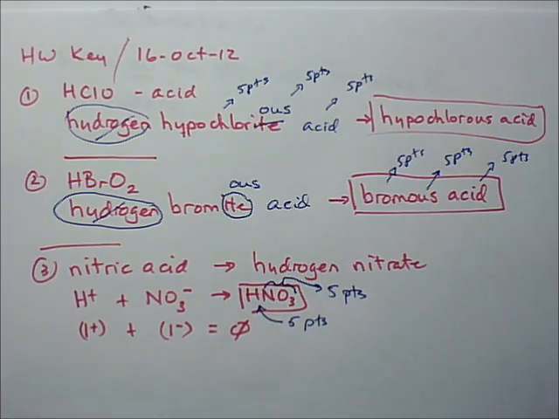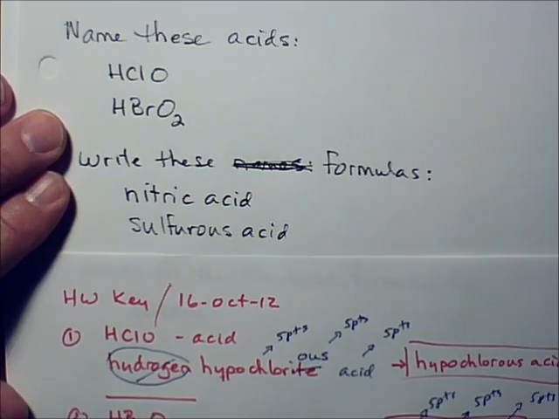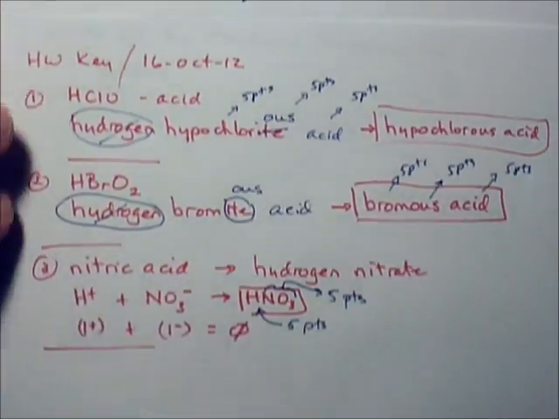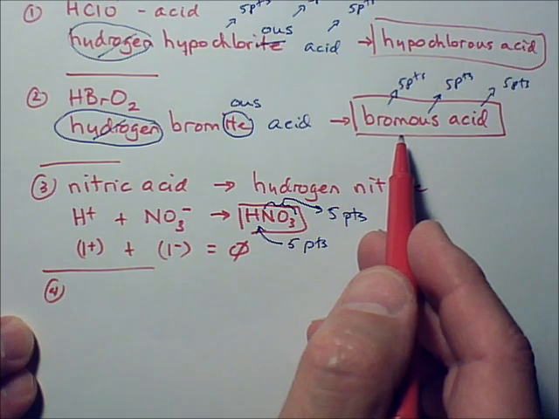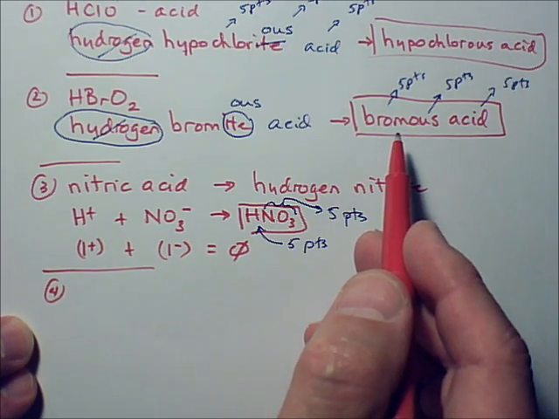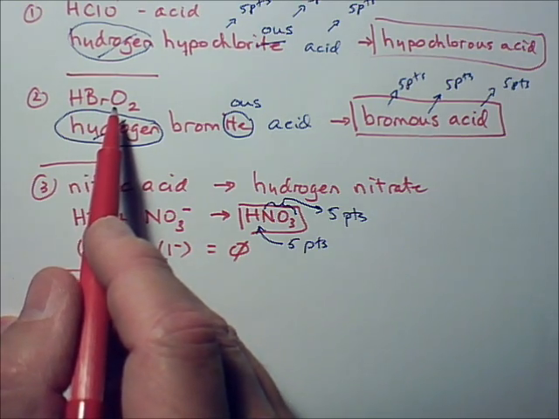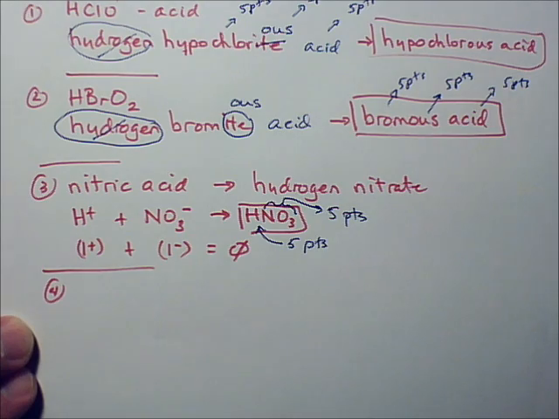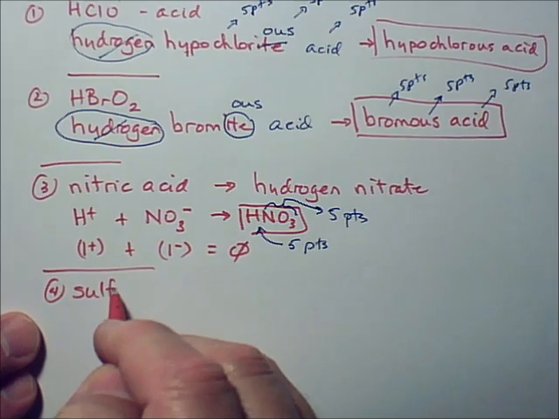All right, number 4 was to do the formula for sulfurous acid. Why shouldn't I have hypo in front here? Because hypo is a prefix reserved for binary acids, and that's not a binary acid, that's an oxyacid. Binary acids only have 2 elements. This one has 3. So for number 4 we're supposed to write the formula for sulfurous acid.